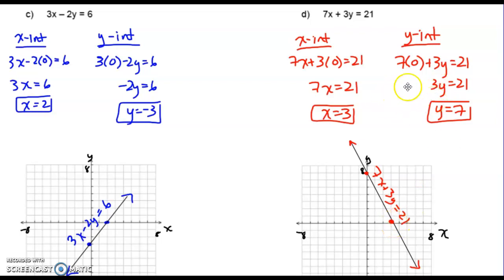For my y-intercept, I'm plugging in 0 for x. So I end up with 3y equals 21. Divide both sides by 3. Y equals 7. So on my y-axis, move up to 7 and connect the 2 points. Label your work. And there's the line 7x plus 3y equals 21.